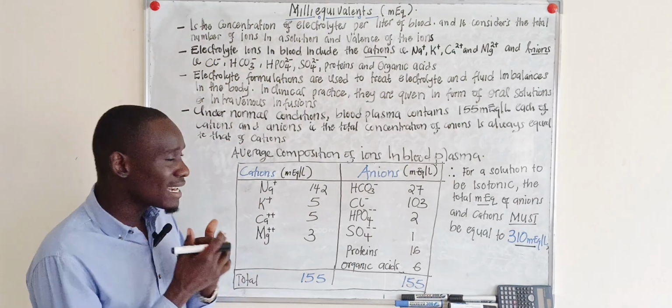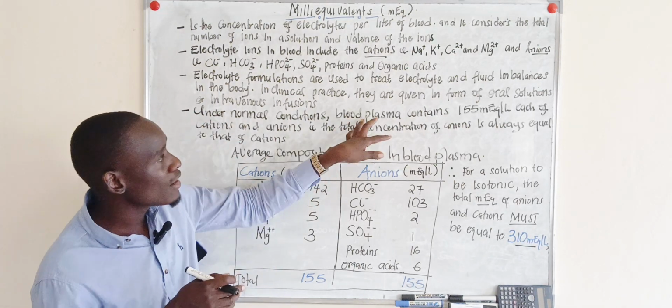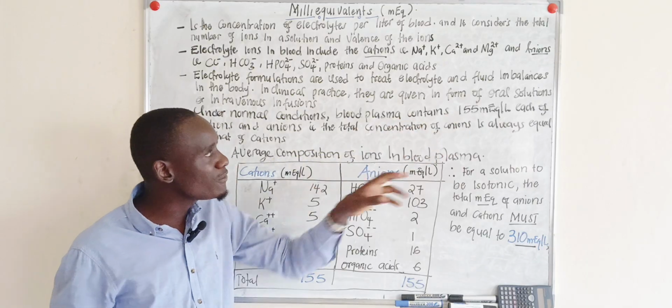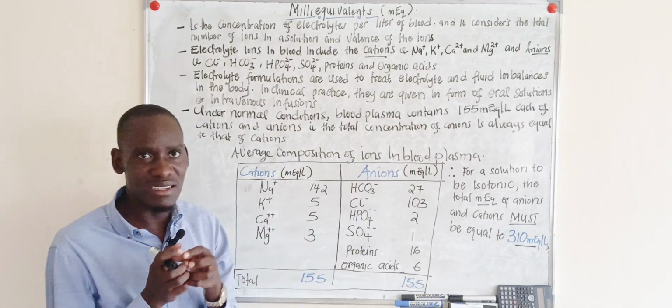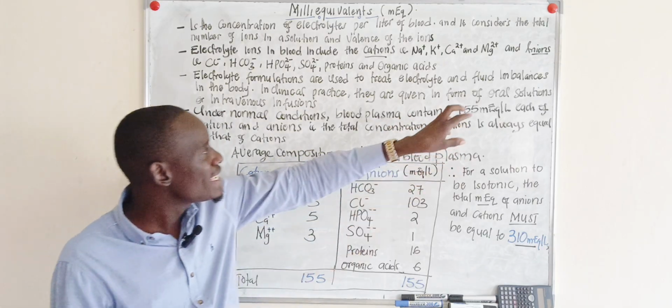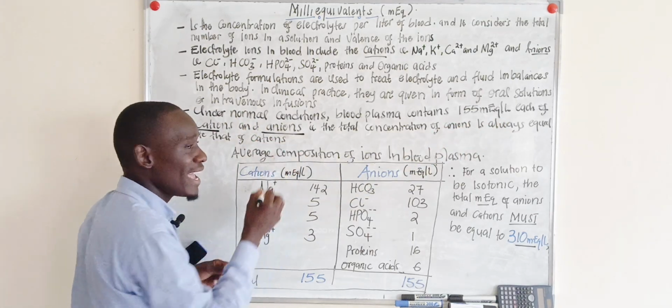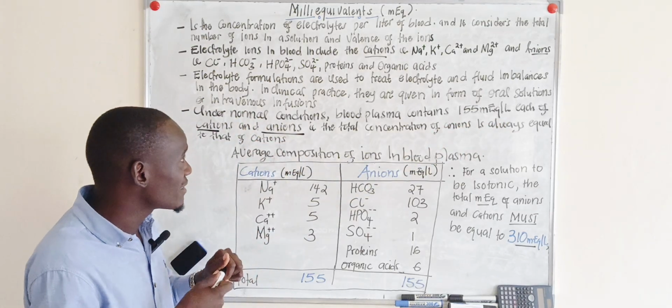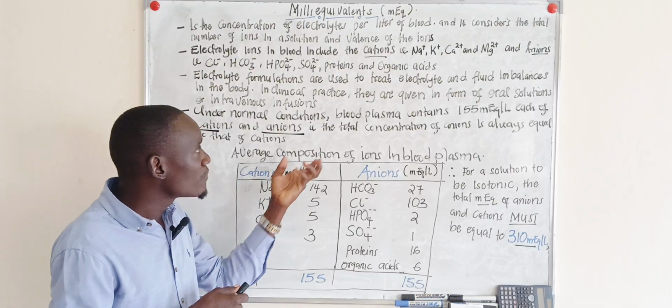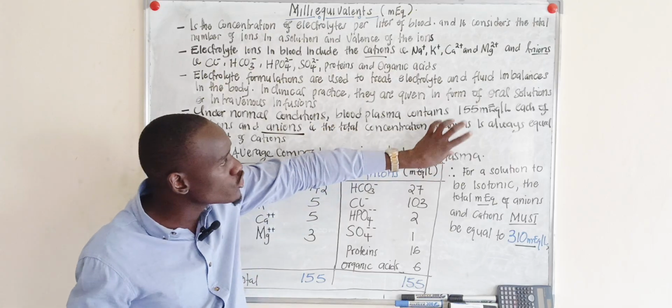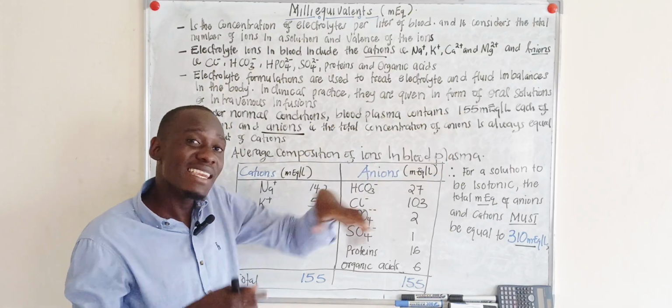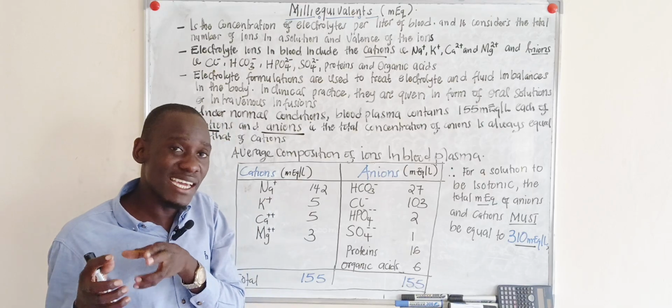Under normal circumstances, blood plasma contains 155 milliequivalents per liter each of cations and anions. That means in blood we have a total concentration of anions and a total concentration of cations.